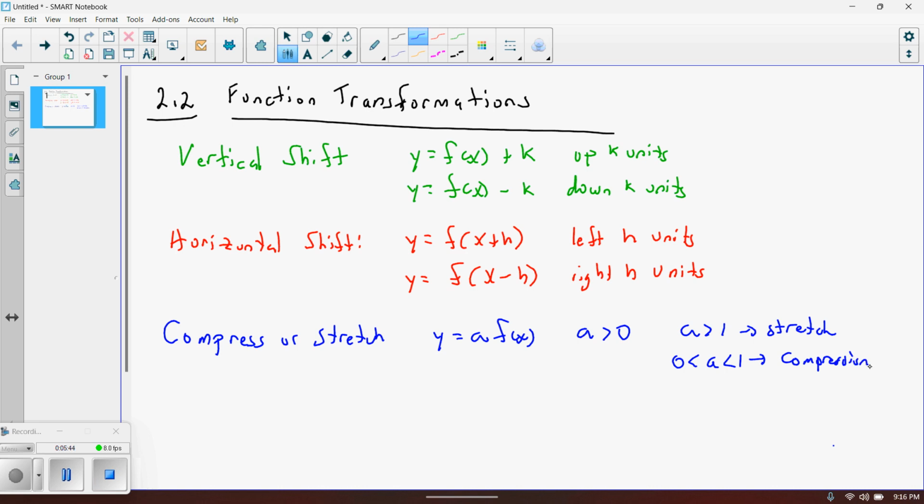So now you're going to take your function and multiply it by some kind of a fraction in between 0 and 1, like half. You're basically making the y values smaller for the same x value. So once again, that would be a compression vertically.